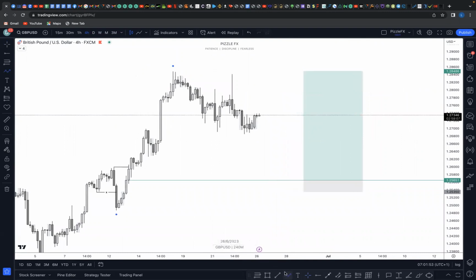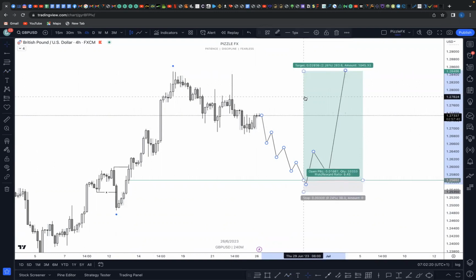So what are we expecting? We are expecting GU to go all the way down, tap us in, give a break of structure, counter-trend on bullish based on H4, another opportunity to scale in for more buys till we get to the external of the range.